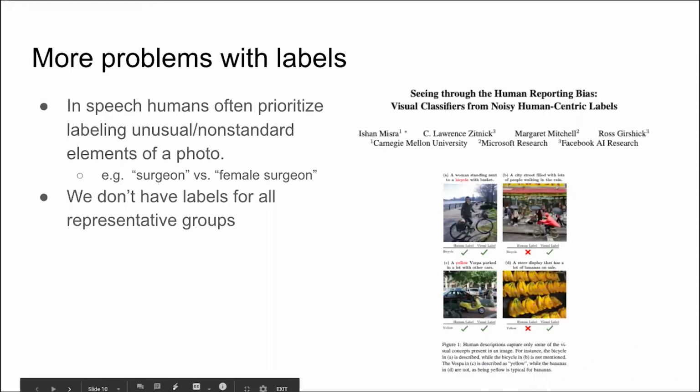Some of these are related to how humans behave. So in speech, humans often prioritize labeling unusual or non-standard elements of a photo. So if I see a male surgeon, I might just say there's a surgeon. But if I see a female surgeon, I'm going to say, oh, there's a female surgeon. I'm sort of highlighting what I view to be statistically unusual. So what that means is that our labels, again, are systematically different for different groups because of cultural or cognitive reasons, rather than for reasons that are truly related to information.